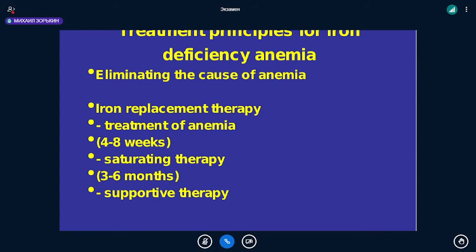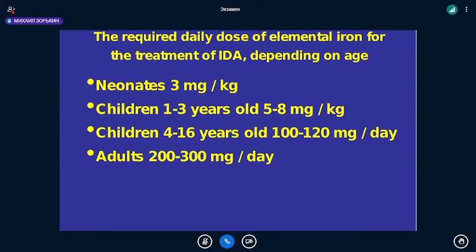Well, since iron deficiency anemia is commonly caused by a decreased iron supply, we must give something in replacement. And in this case, iron replacement therapy is quite a long treatment, up to 6 months sometimes. Please pay attention, because there are different stages and purposes of the iron deficiency anemia treatment.